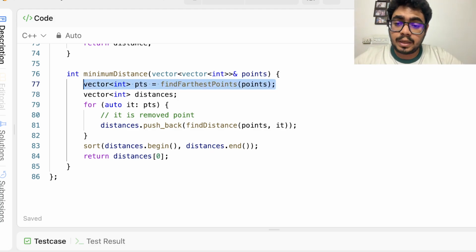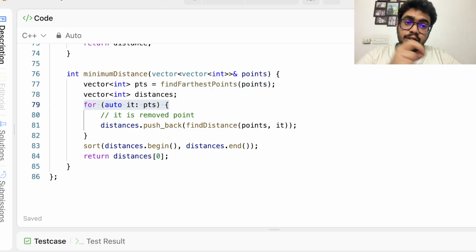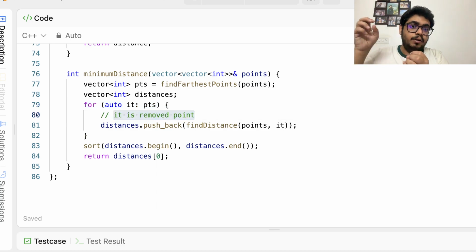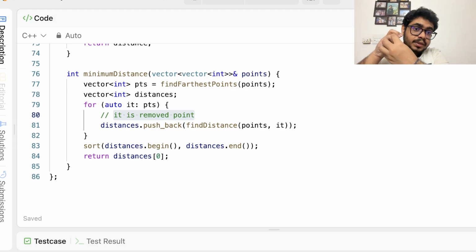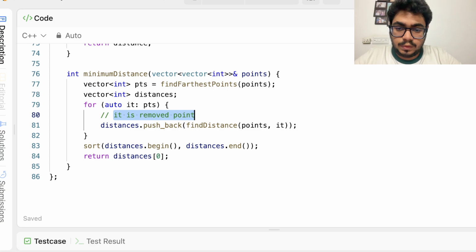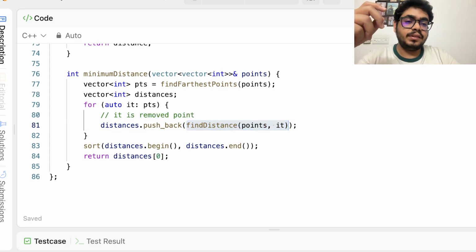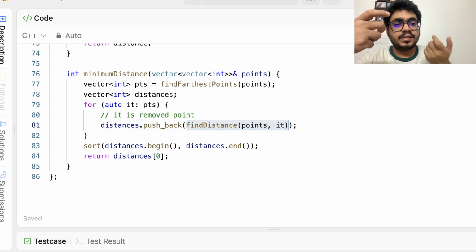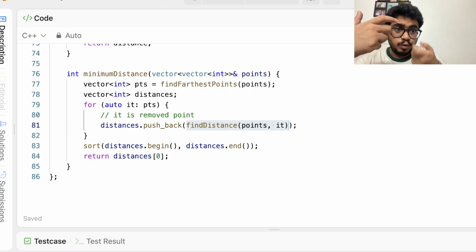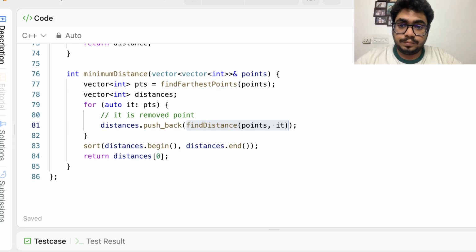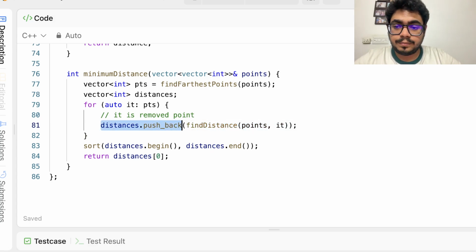So now I know which 4 points I have to try to remove. So what I've done, I have iterated on these 4 points and tried to find the distance, right? So it is now the removed point. This is the point that I'm trying to remove. So I'll try to find the distance of the remaining points except this one. So I have called this function find distance, which says this is the list of points and this is the point that I don't need to consider. So remove this and find the answer for the remaining. Okay, and I've done distances dot push back the result for that.